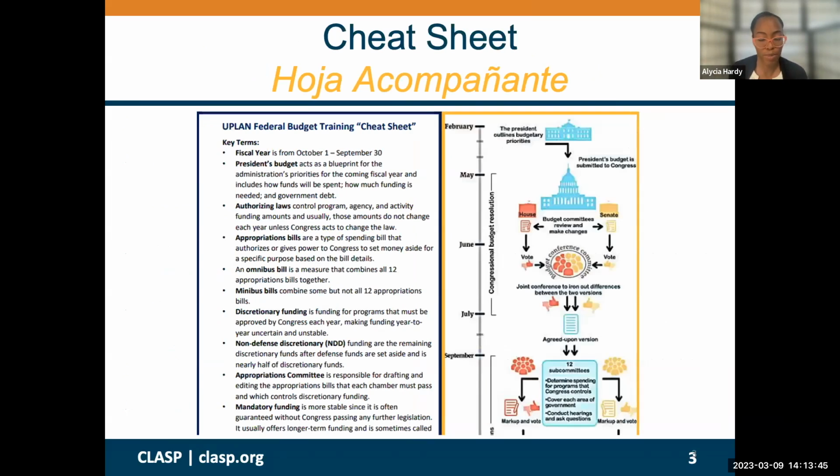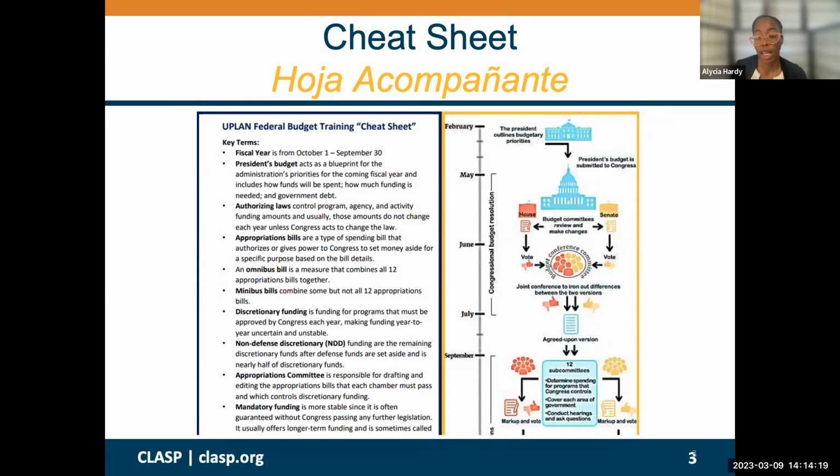So as I just mentioned, we did create a cheat sheet, and this is just a preview of that. And if you haven't already received a copy, you can expect to receive one along with the recording following the presentation. It has key terms that we will cover today, as well as a graphic from the Congressional Research Service that visualizes the federal budget process and the timeline. The presentation and the cheat sheet are both tools we hope you can use to continue building knowledge and learning about the federal budget process.